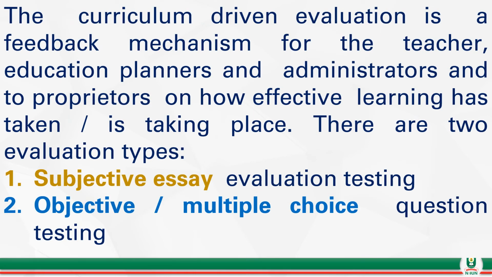When we talk of the subjective essay type, examples include essay questions where the student is given the opportunity to express himself or herself using his own words, his own choice of words. While for objective, there are questions and answers from which the students are expected to pick their choice of answer. We'll still go to this later.